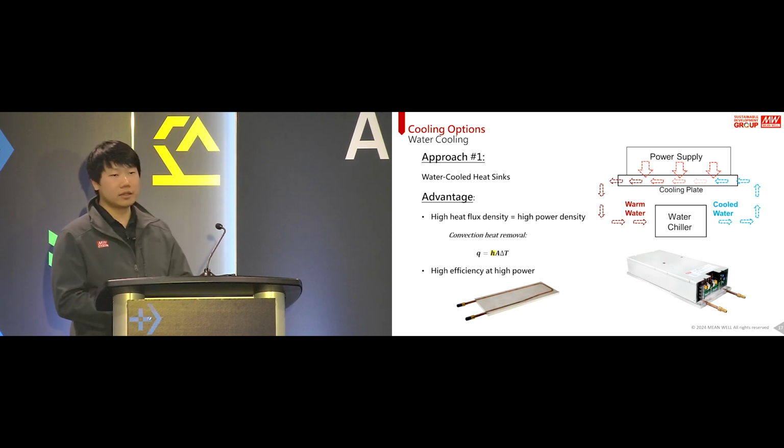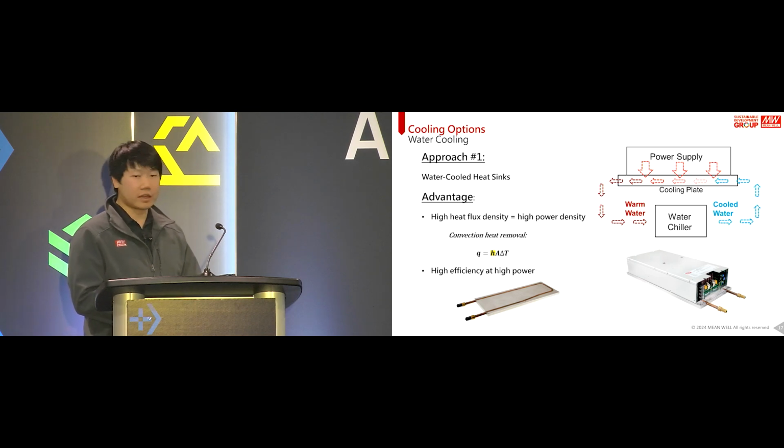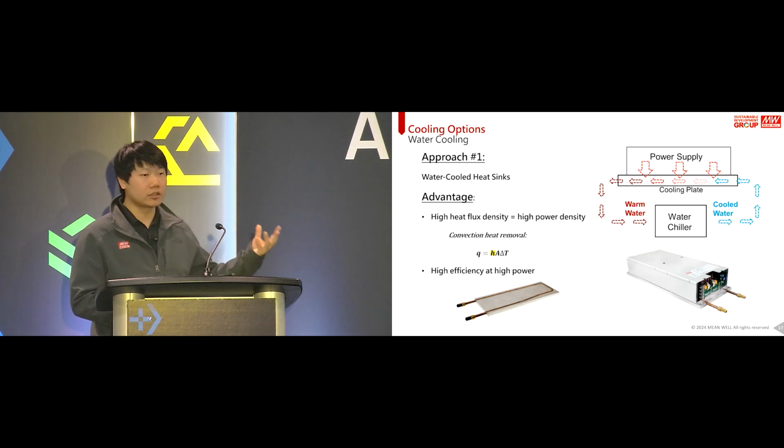And the next one, and the most advanced one, I want to say, would be the water cooling. And there are multiple approaches to the water cooling. So the first approach is a water-cooled heat sink. So this is still a similar concept to the conduction cooled, where it is utilizing a heat sink to extract heat from the power supply. But we're using water and liquid cooling chillers to circulate the heat away from the heat sinks.